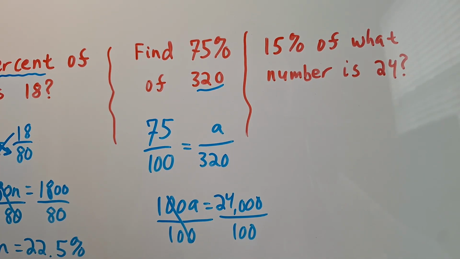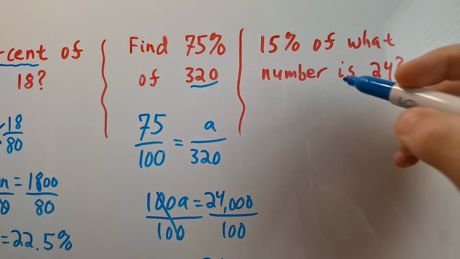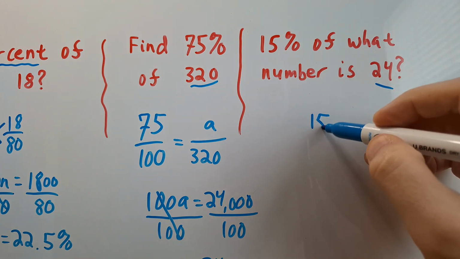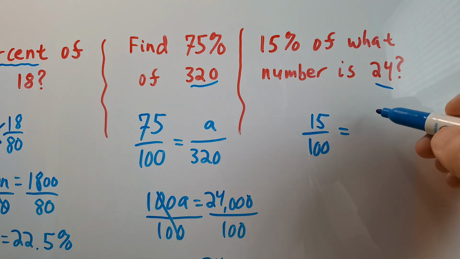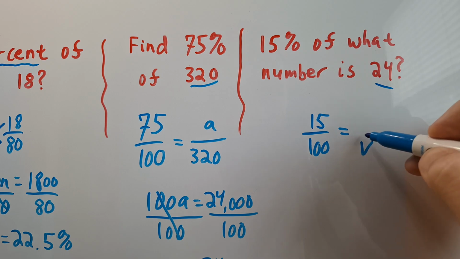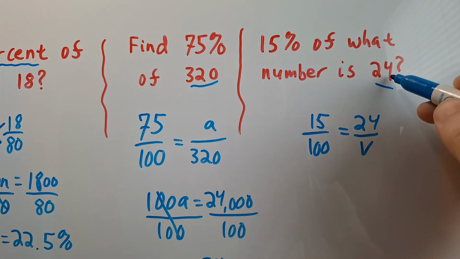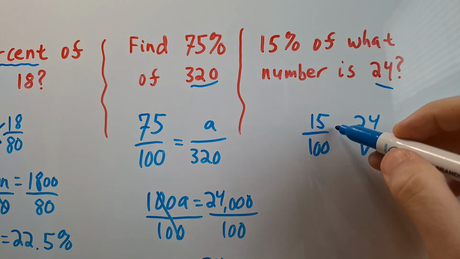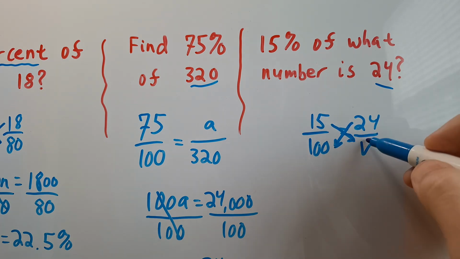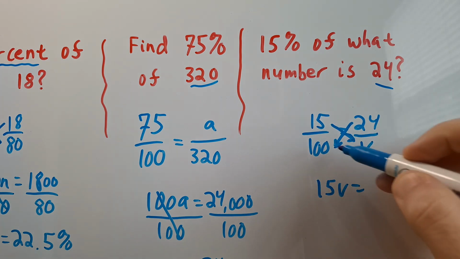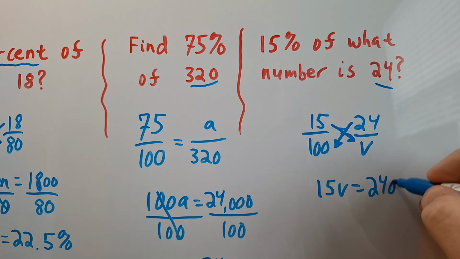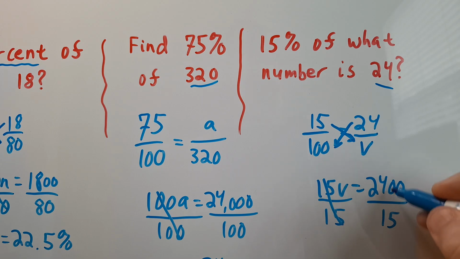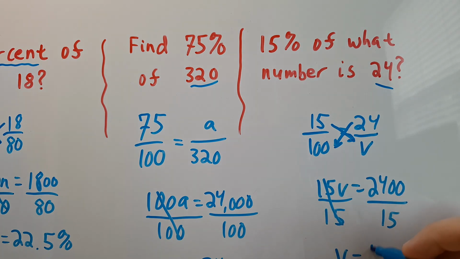Now let's work out one where we're trying to find the whole value. 15% of what number is 24? So 15% of some number, which we don't know, is 24. 24 in this case is the part. So now what we've got to do is find what the whole value is. Multiply everything. 15 times V equal to 100 times 24. And then divide it out. This gives you 160.